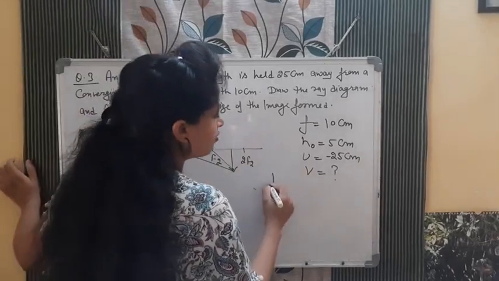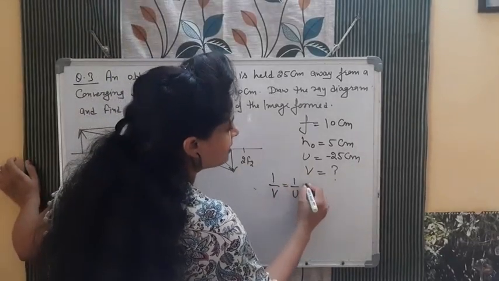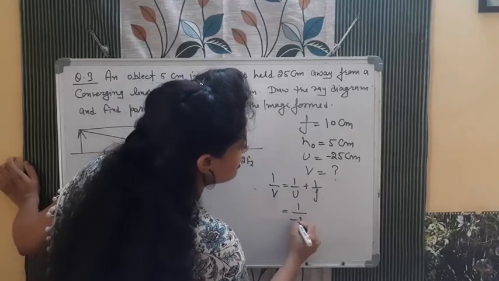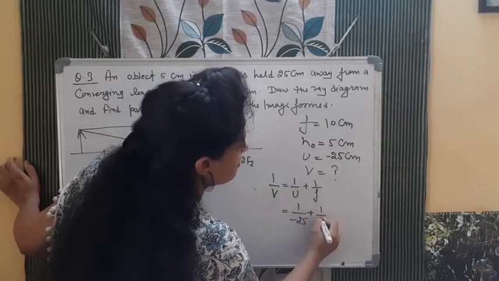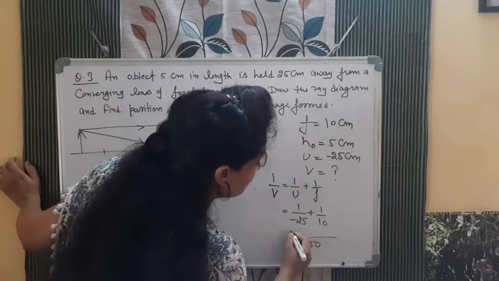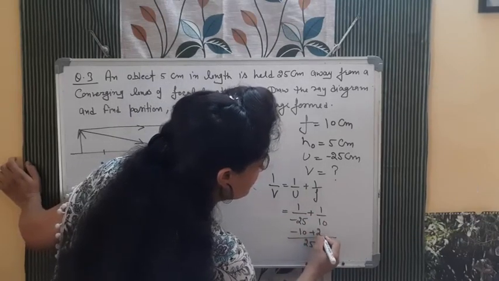So the formula: 1 by V is equal to 1 by U plus 1 by F. 1 by U is what, bacha? Minus 25, plus 1 by 10. So how will we solve? It will be minus 10 plus 25.